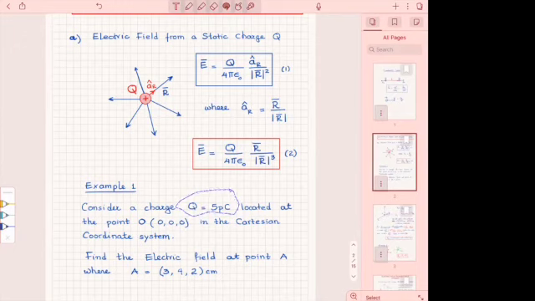So a charge that is 5 picocoulombs, and that charge is located at the center of a Cartesian coordinate system. So let's take the most general case here that you see is a charge. And then what we have seen is that the electric field that is produced, the electrostatic field that is produced by this charge is given either by this form, where now this is the unit vector, as you can see here, all right?